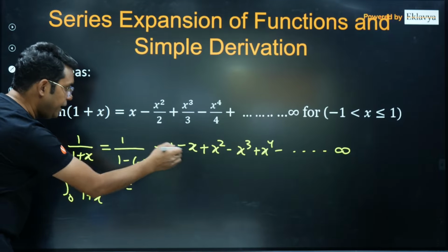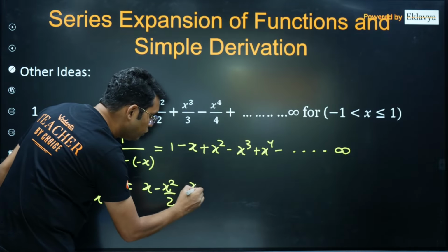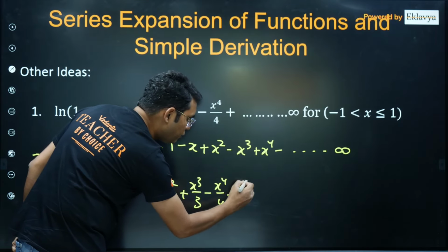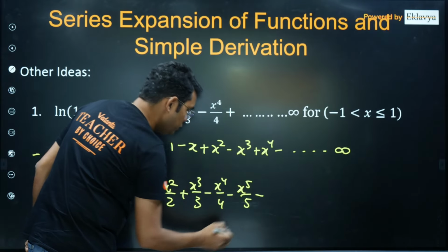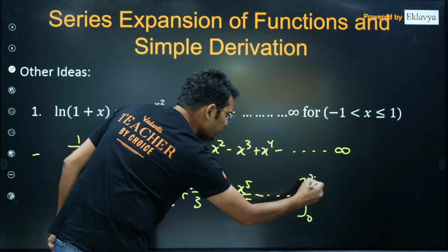The right side integration would be x minus x square upon 2 plus x cube upon 3 minus x power 4 upon 4 plus x power 5 upon 5 and so on. This was, I think, with plus sign then and so on, from 0 to x. I think we are done.